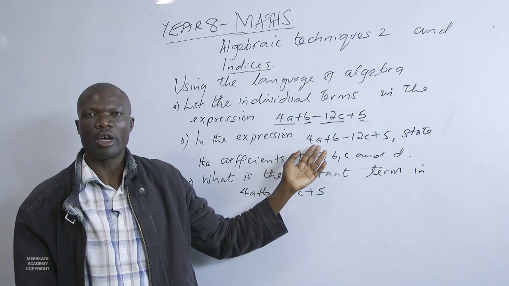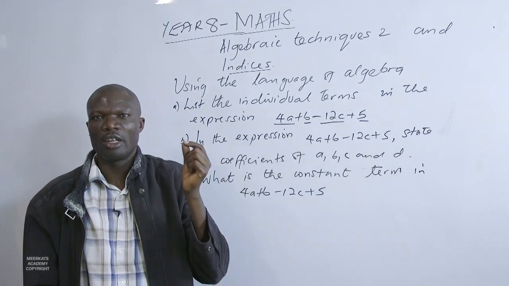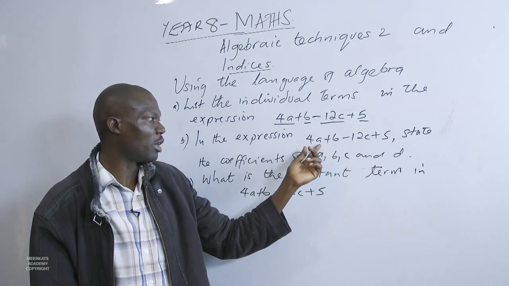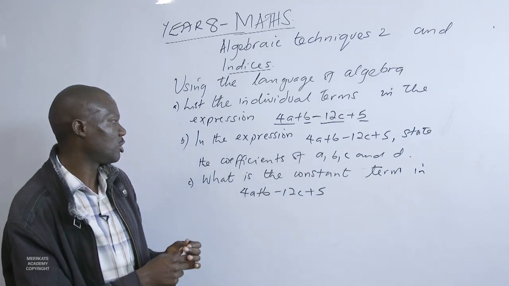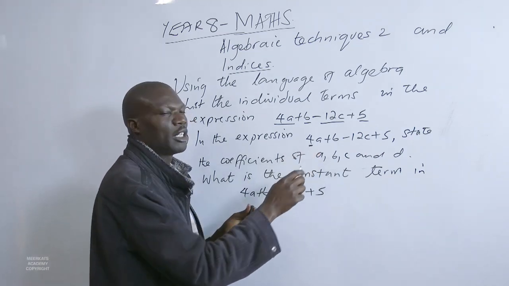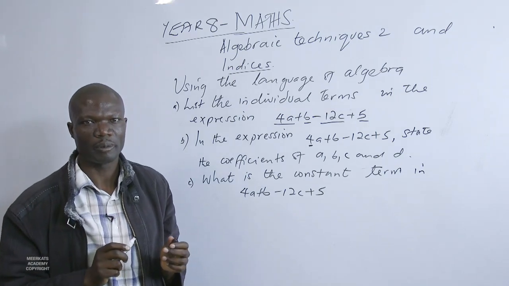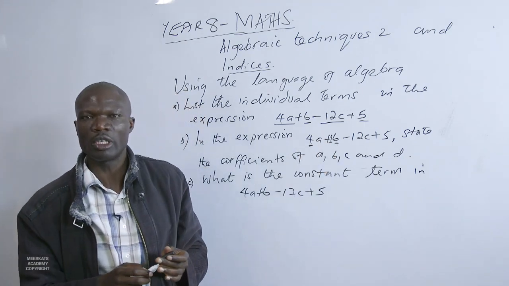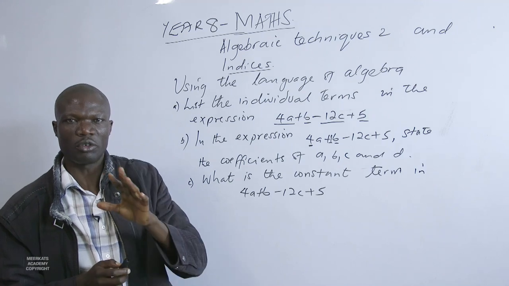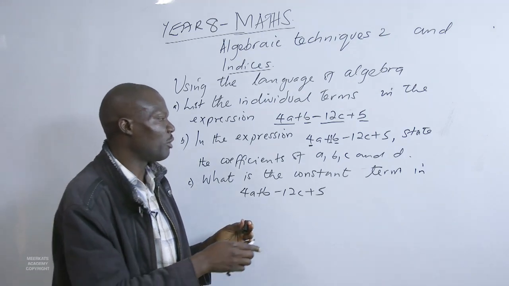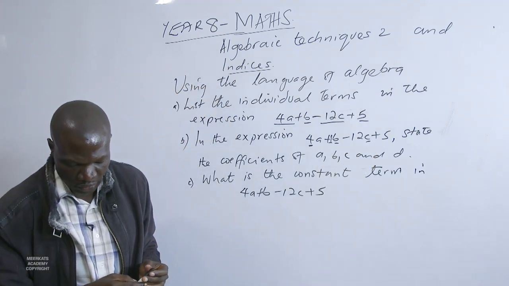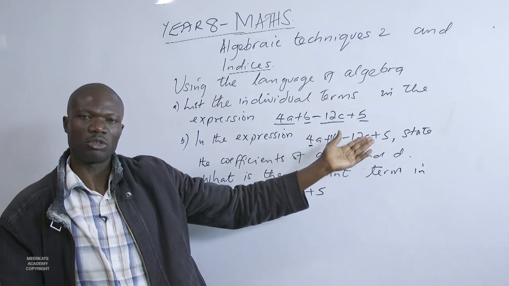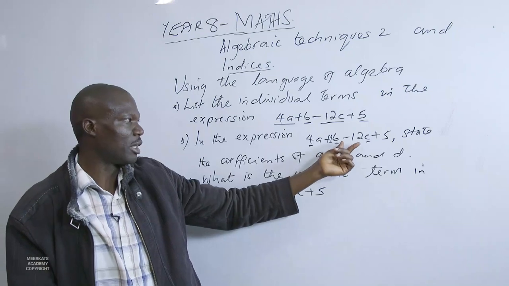For a, we have 4a. As we said earlier, the coefficient of a pronumeral is the number that comes before the pronumeral. So for a, the number before a is 4. So this 4 is the coefficient of a. The coefficient of b is 1, because 1 times b is b. Coefficient of c is minus 12, because the number that comes before c is minus 12.